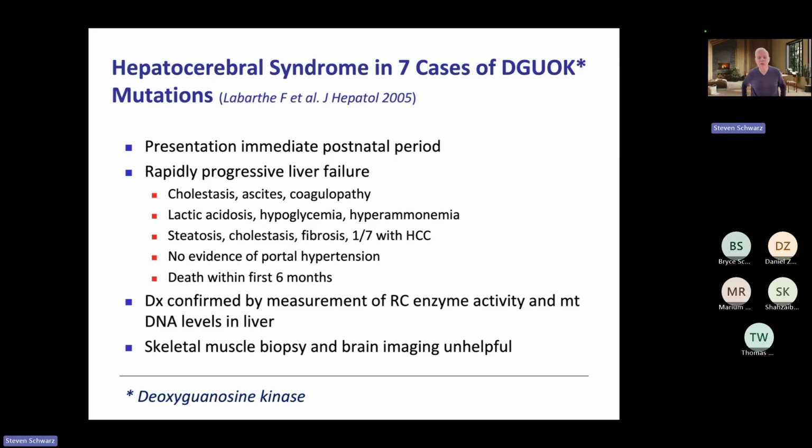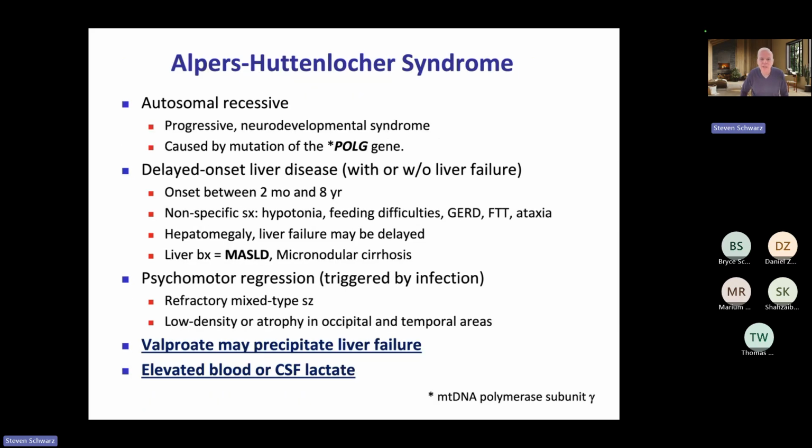And finally, the one that you really do need to know about, we'll spend a little more time, that's the Alpers-Huttenlocher syndrome. Again, an autosomal recessive caused by mutation of the POLG gene that leads to delayed onset liver disease with the onset between 2 months and 8 years, a number of nonspecific findings, and the liver biopsy can be confused with metabolic associated steatotic liver disease.